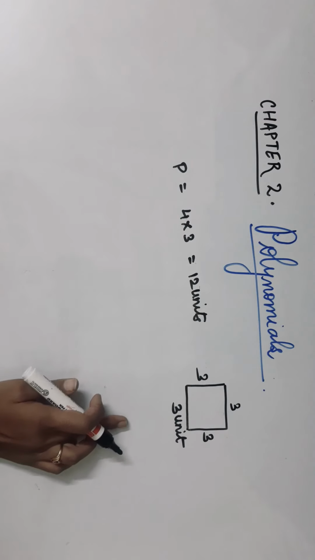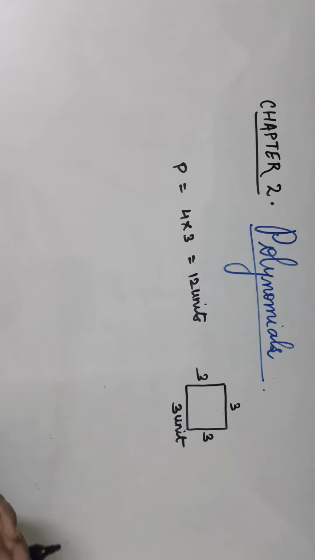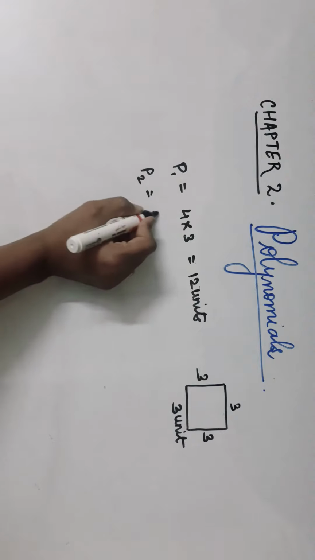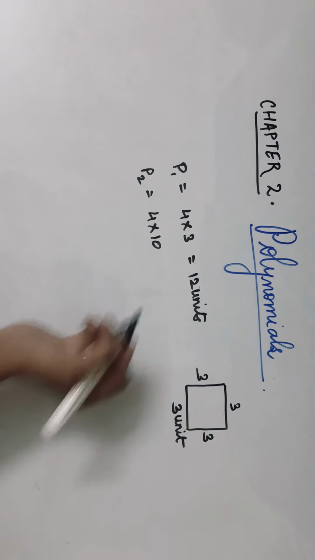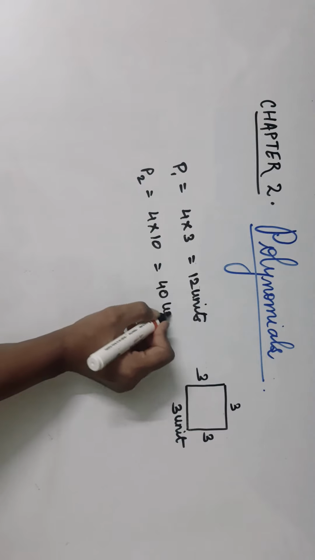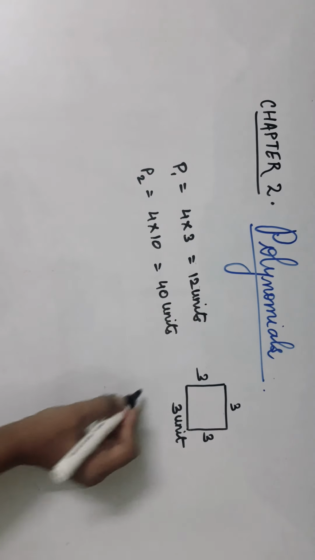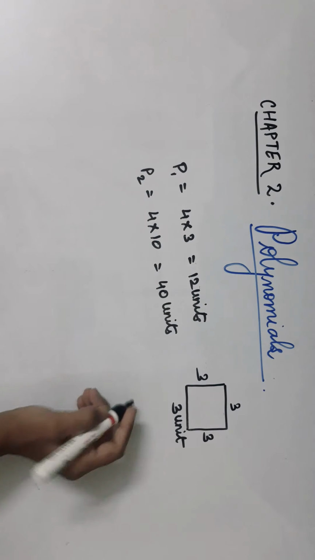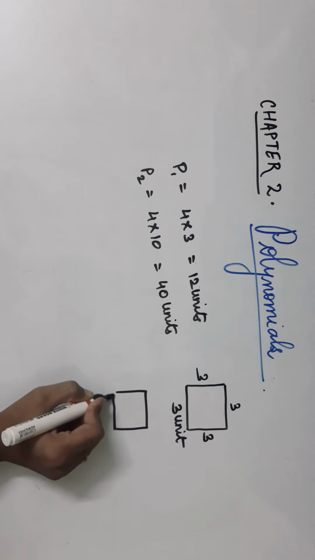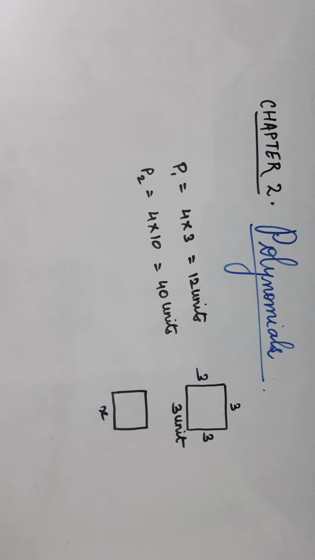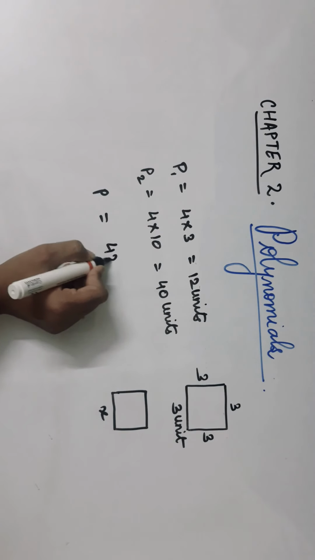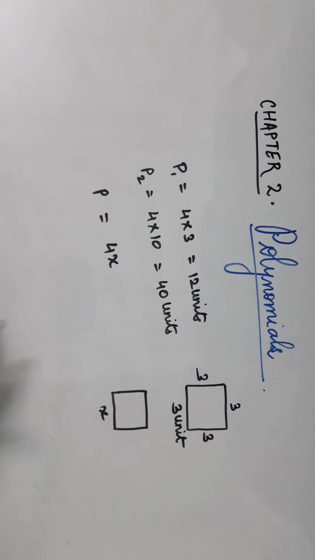Suppose the length of the side of another square is 10 units. So its perimeter will be 4 into 10 because its side is 10 unit. So it will be equal to 40 units, perimeter of another square. Suppose there is a square whose sides are unknown. So let us consider it as x. So what will be its perimeter? Its perimeter will be equal to 4x, 4 into x. X is its side. Again, it's an algebraic expression, right?